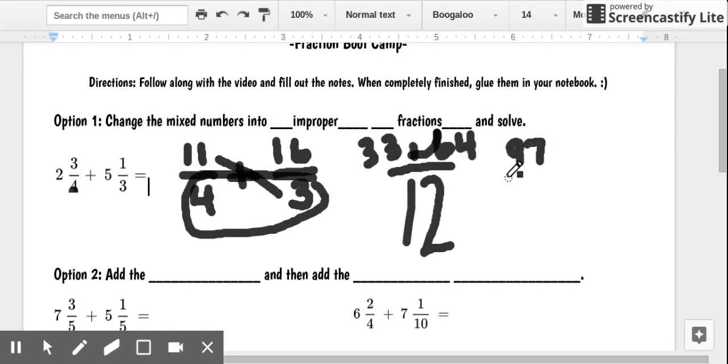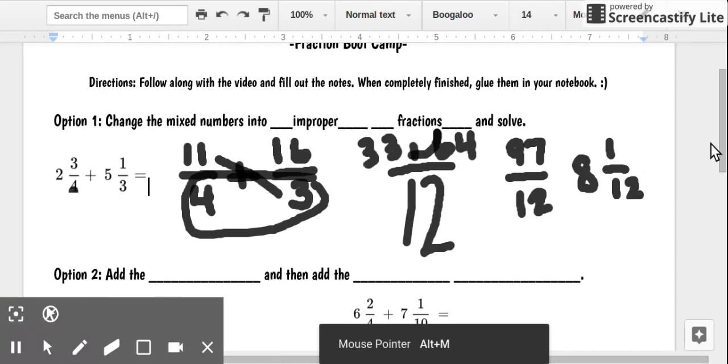And then I asked you to change that back into a mixed number. If you were to set up a division problem, 12 can go into 97 8 times. And if you remember, 12 times 8 is actually 96, which means there's a remainder of 1 and your denominator stays 12. So that's how you solve it using the improper fraction method, which isn't the one I prefer.